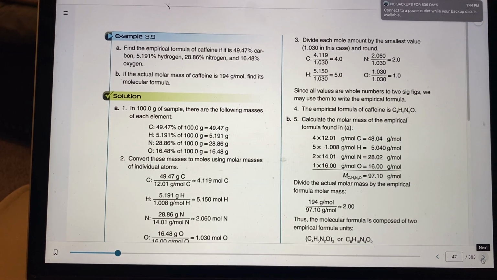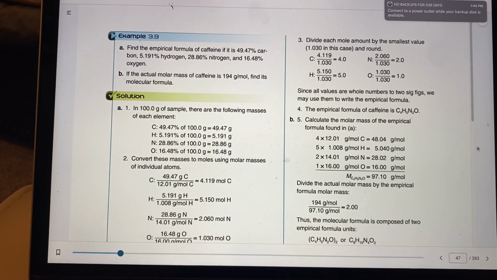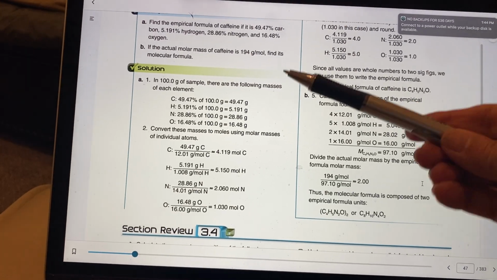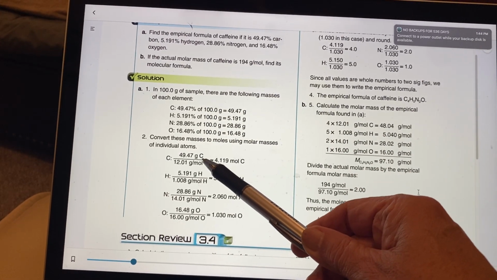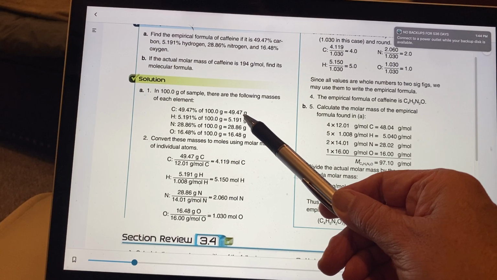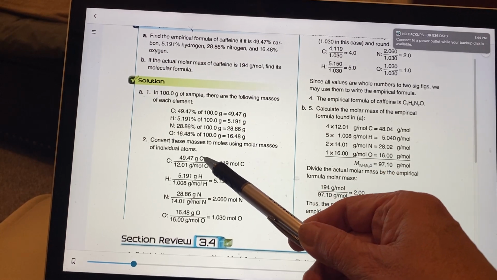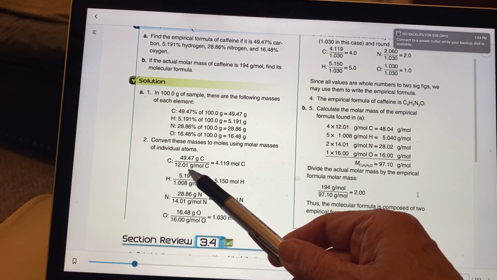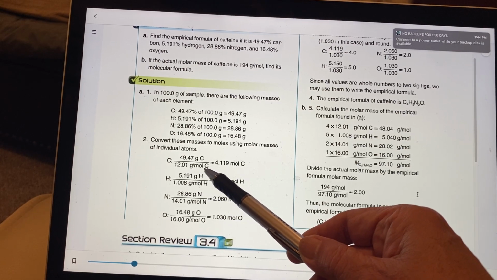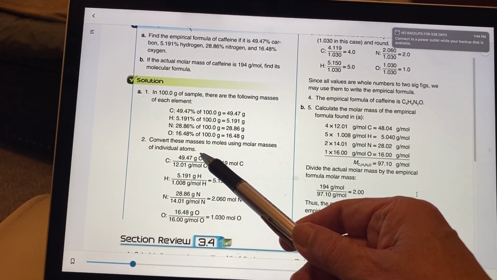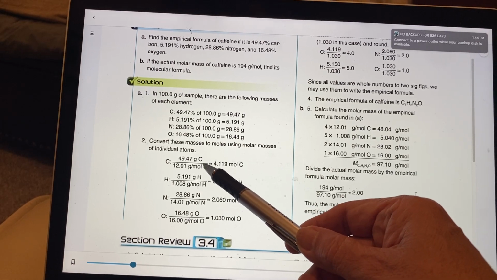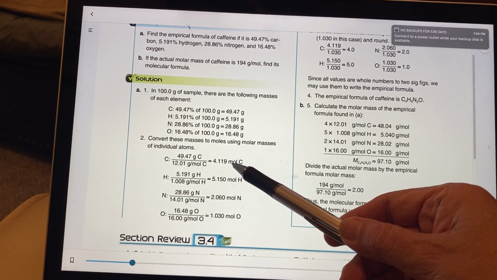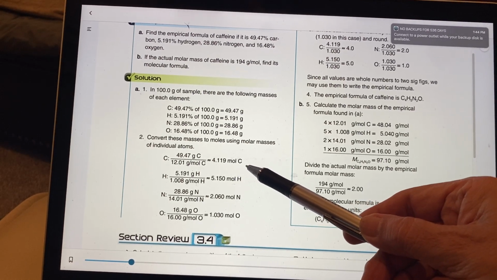It says convert these masses to moles using molar masses. Okay, this is what we had to do before. So we have 49.47 grams of carbon here. And what is the molar mass? We looked it up. It's 12.01 grams per mole of carbon. And so we divided that out. Get your calculators. Divide it out on the calculator, and it comes to 4.119 moles of carbon.